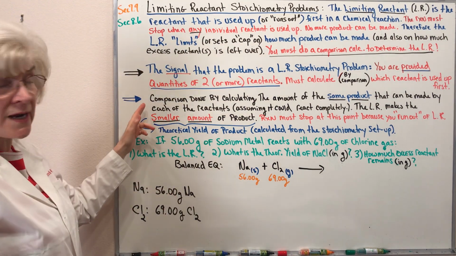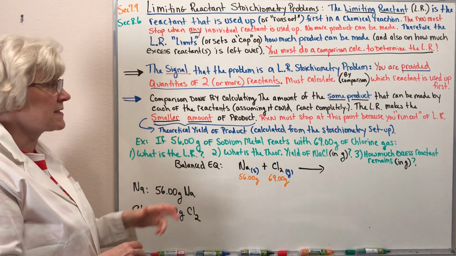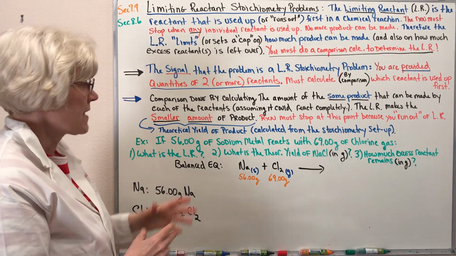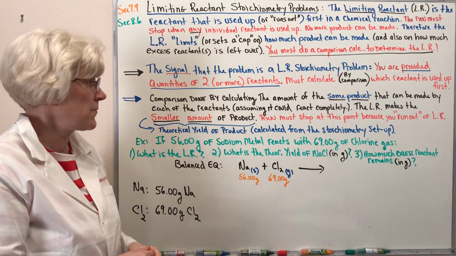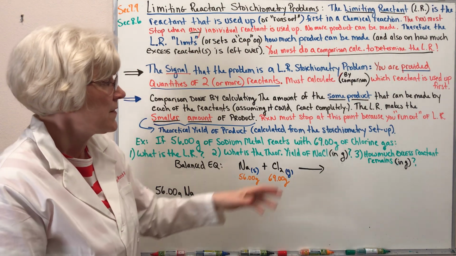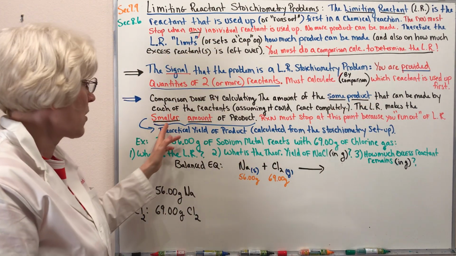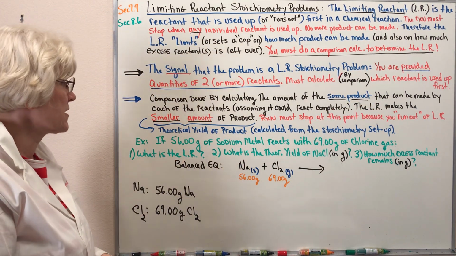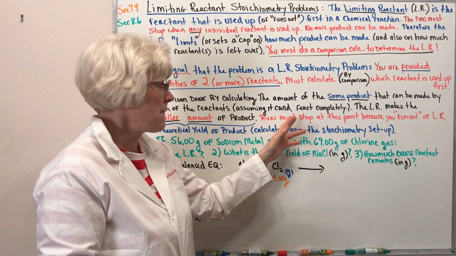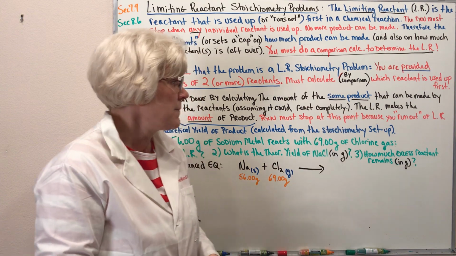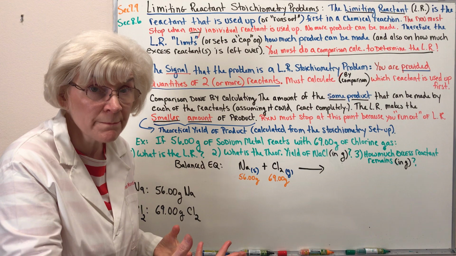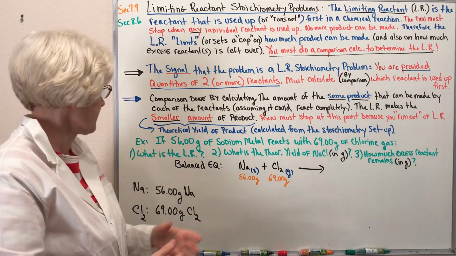How do you do the comparison? The comparison is done by calculating the amount of the same product that can be made by each of the reactants, assuming that it can react completely. The limiting reactant makes the smaller amount, so I'm underlining that and stressing that, the smaller amount of product. The reaction must stop at this point because you have run out of the limiting reactant. It's all used up, none of it is there.